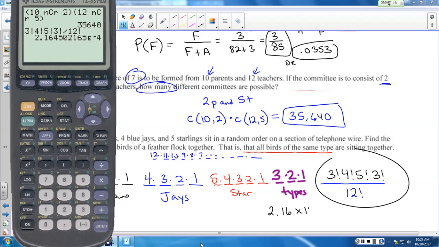2.16 times 10 to the negative 4, which is a really small number. And that's perfectly fine. You can write it just like that. What it's really saying is the decimal moved to the left 4 times. So it's 0.000216, if you're really wondering.